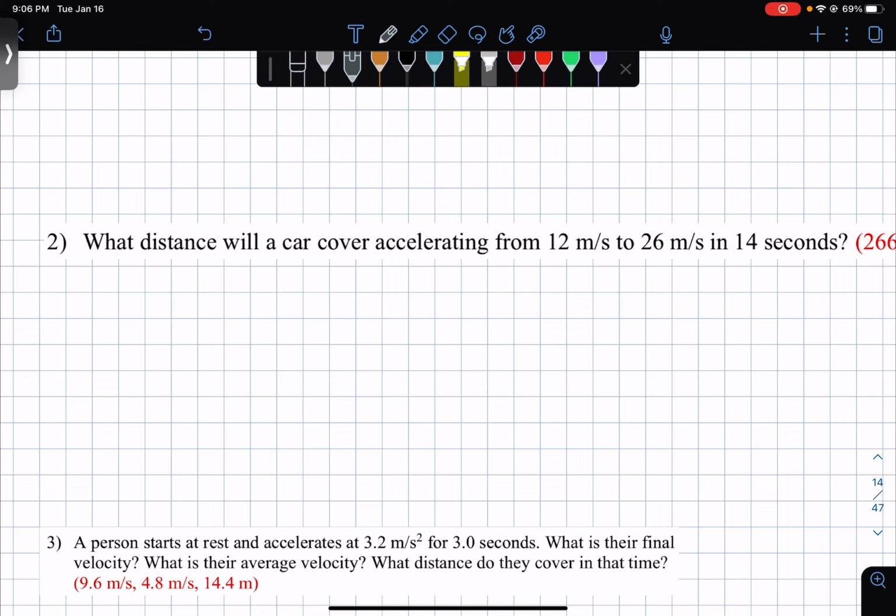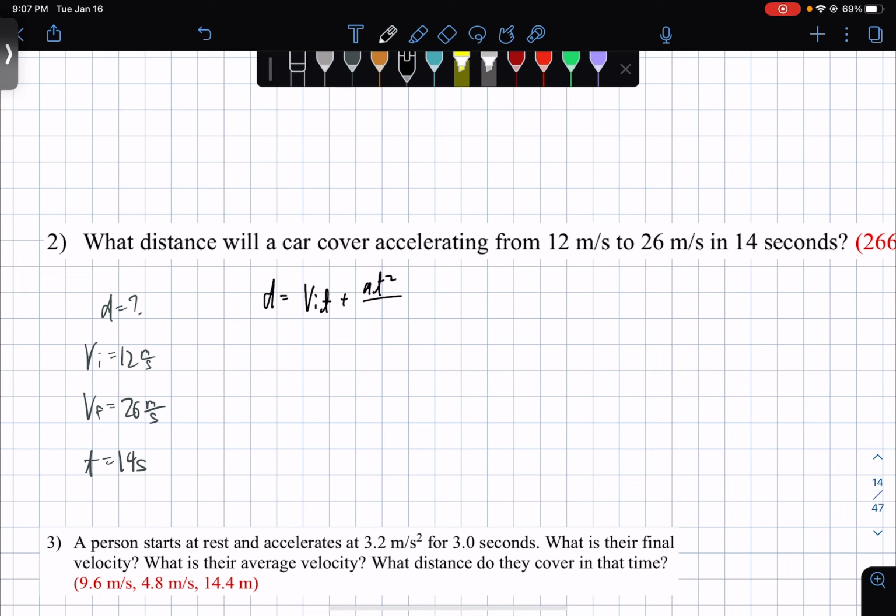So what distance will the car cover accelerating from? So distance is missing. Vi is 12 meters per second. Vf is 26 meters per second. Time is 14 seconds. So we're not given an acceleration value, but we can use the formula that was mentioned in the latter part. So d is equal to Vi t plus a t raised to 2 over 2.